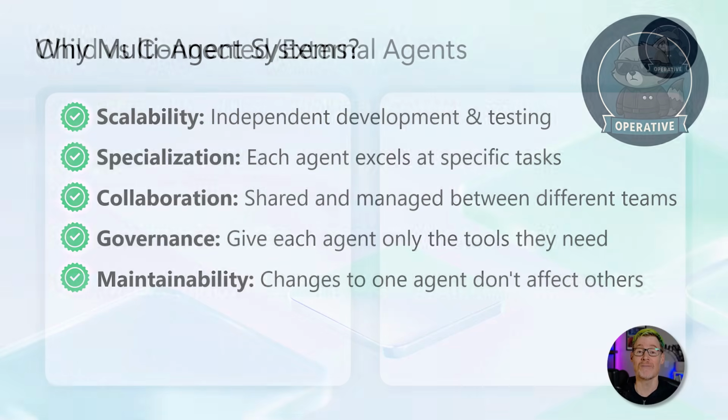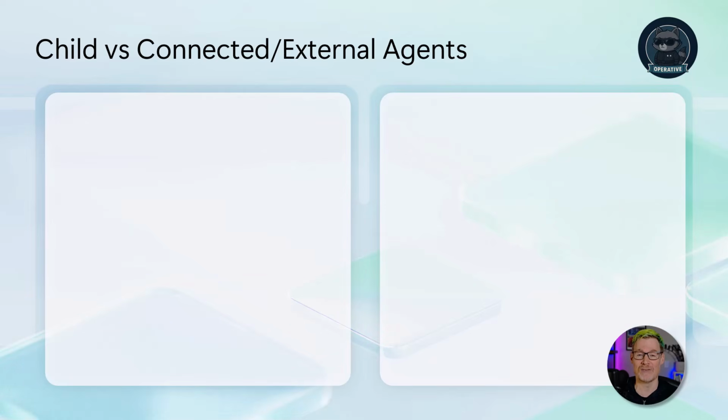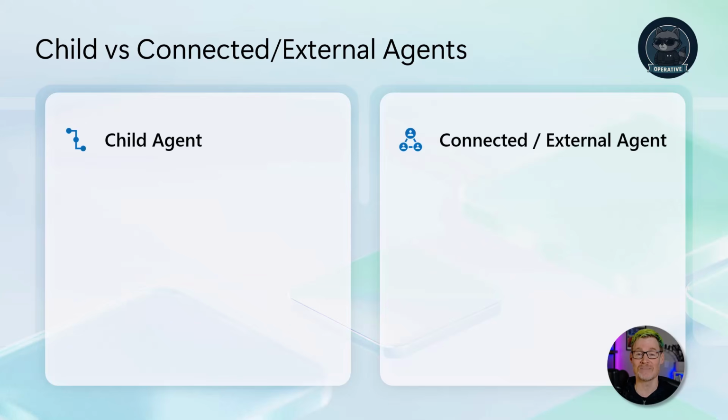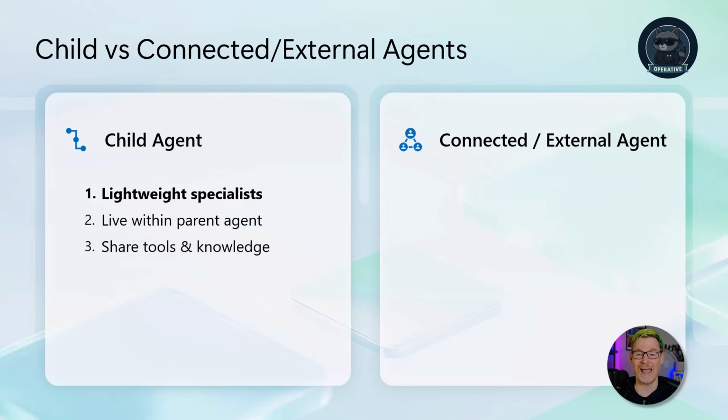So, there are fundamentally 2 groups of agents that you can add to another agent in Copilot Studio: child agents or connected and external agents. A child agent is a lightweight specialist that lives inside the parent agent. The parent agent can share topics, tools, and knowledge with it, and you don't need a separate publishing lifecycle. It's perfect when you want to break down complexity inside one solution owned by one team.